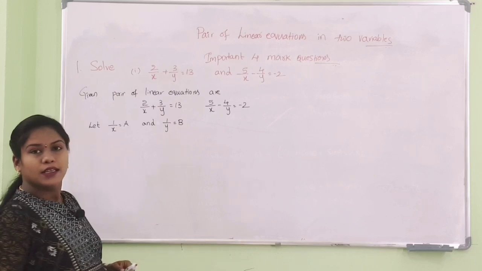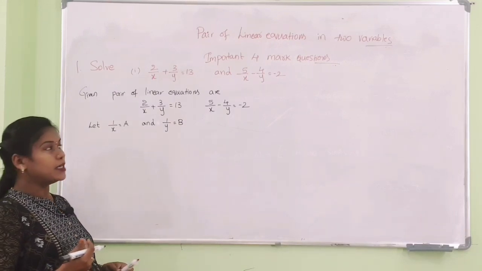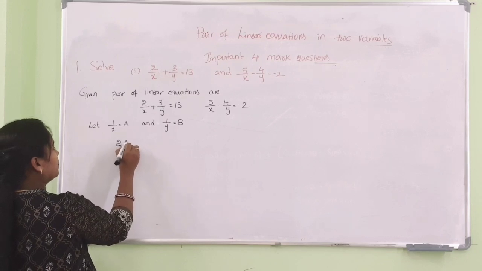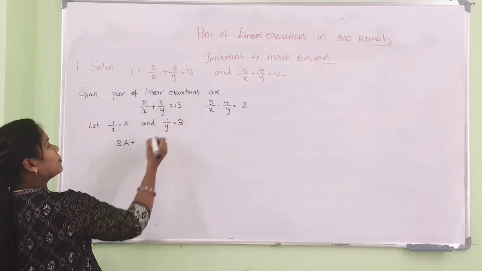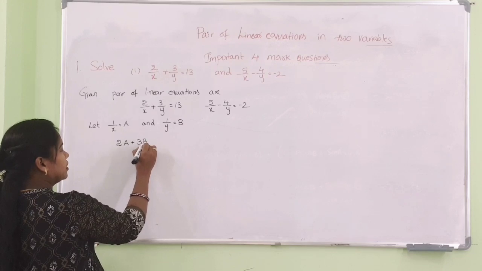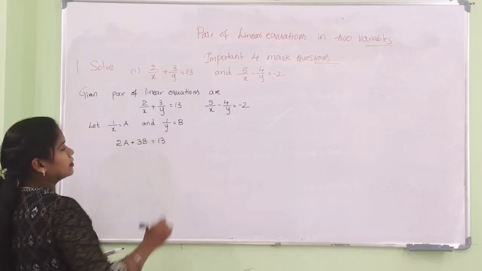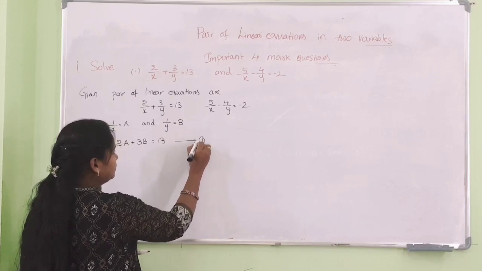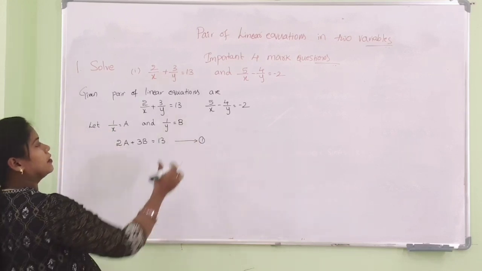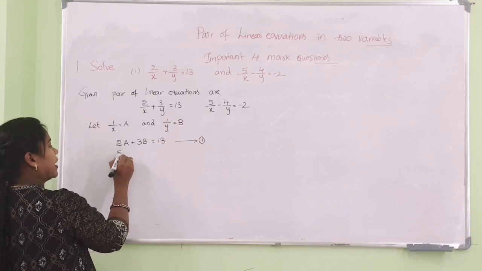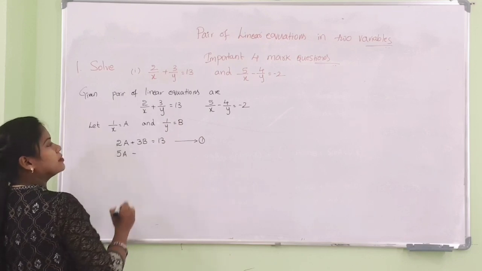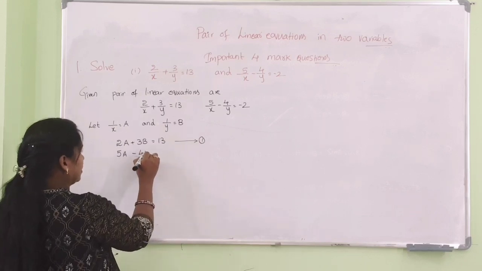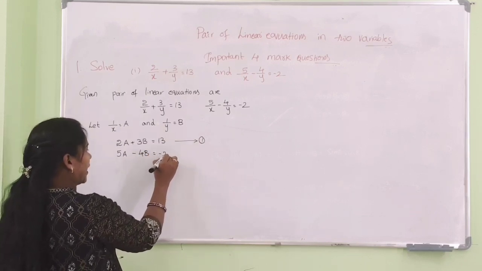1 by y is equal to b. Then these equations will become 2 into 1 by x means 2a plus 3 into 1 by y is nothing but 3b, that is equal to 13. Make it as equation 1. And here 5 by x will become 5a minus 4 by y will become 4b, that is equal to minus 2.